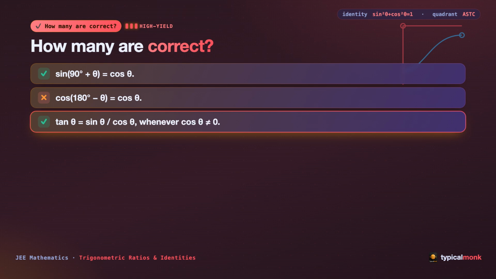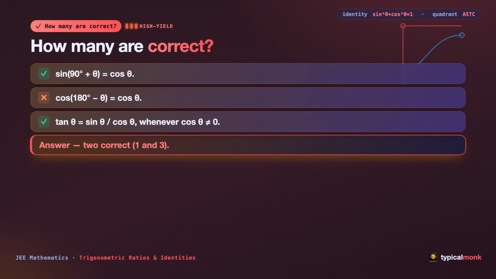3. Tangent theta equals sine theta divided by cosine theta whenever cosine theta is not 0. So how many are correct? 2 statements, the first and the third. The first is a genuine complementary angle result, and the third is simply the definition of tangent. But the second one is false.